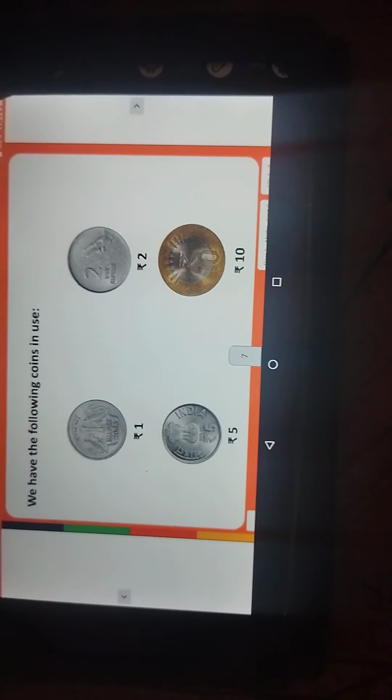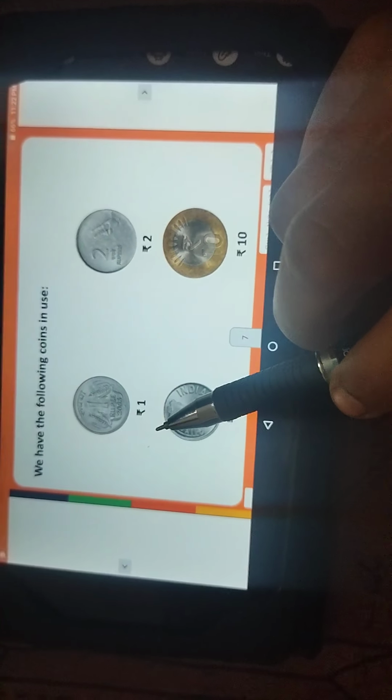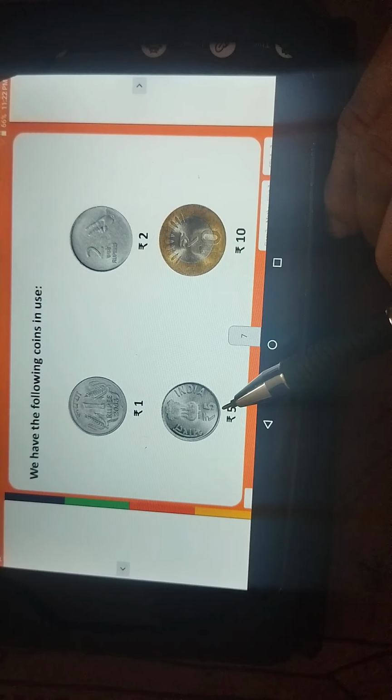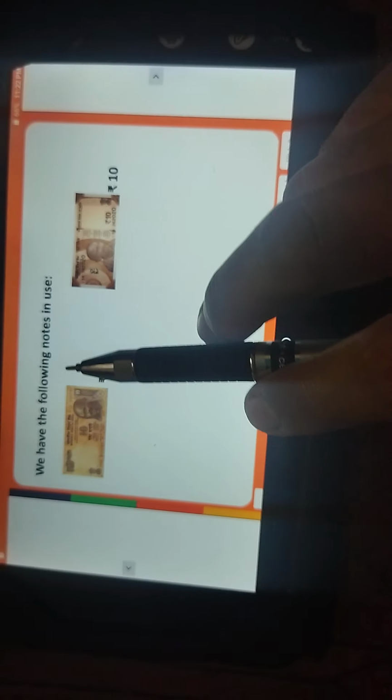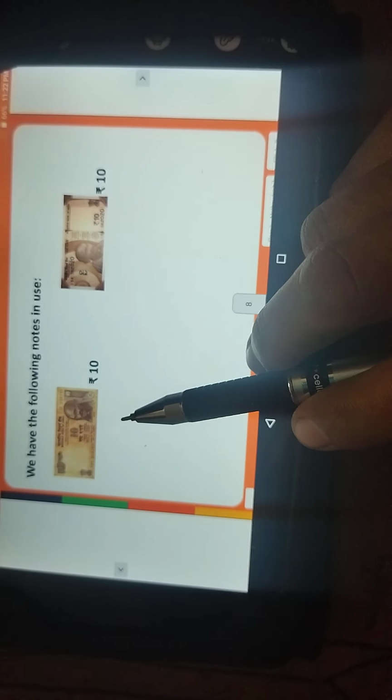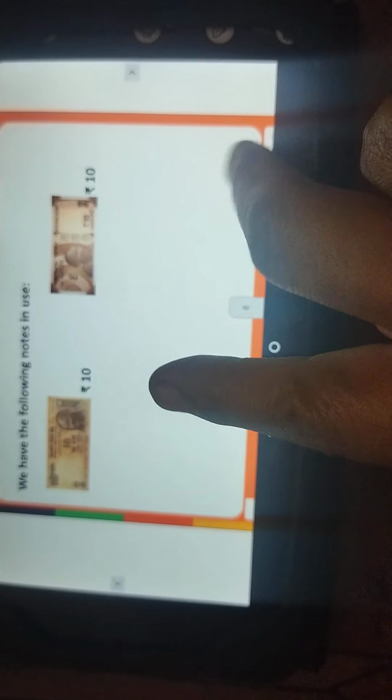नॉर्मली यूज में, और ये सारे जो कॉइन्स है वो आप लोगों ने देखे हुए हैं. 1 rupee coin, 2 rupees coin, 5 rupees coin and 10 rupees coin. Now we have two following notes in use. 10 rupees note, 10 rupees note. Both the notes are different but amounts are same.